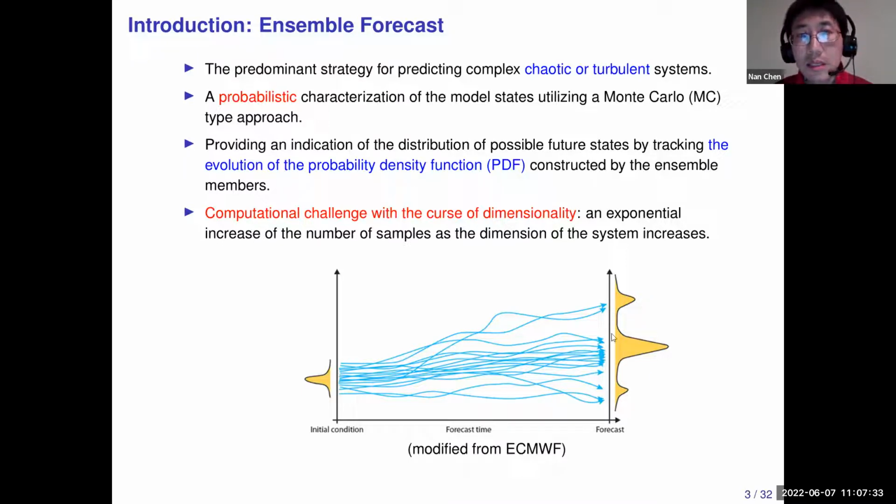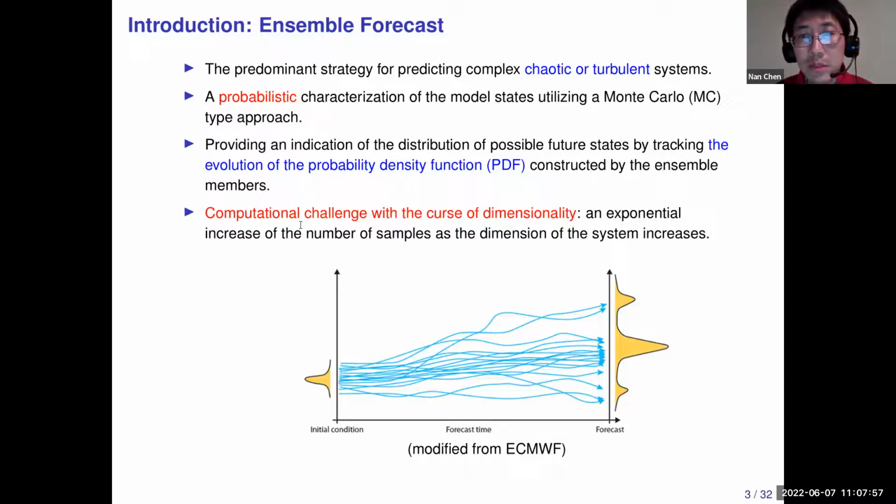The good thing is, such an ensemble forecast provides us an indication of the distribution of possible future states by tracking the time evolution of this PDF, and these PDFs are obtained from the ensemble members. In this case, of course, it is one-dimensional, so everything is straightforward and clear.